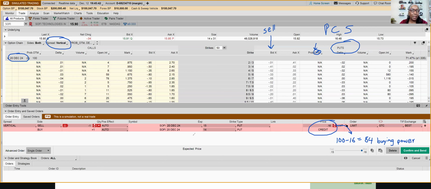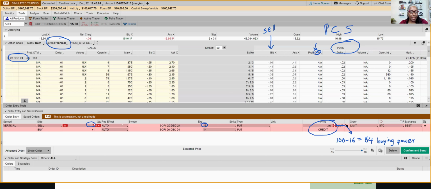When do we win this trade? Where does price need to be for us to win this trade? Where does price need to expire for us to win this trade and keep all of our $16? I see some answers popping in. Price needs to be above 15 in order for us to win this trade. 15 was our sell strike.